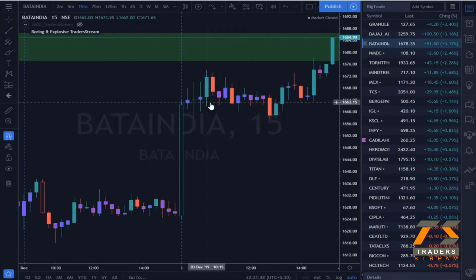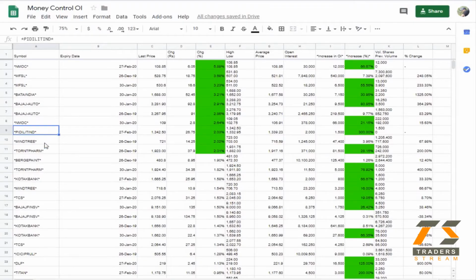So if you would have traded this, you would have made profit in Bata India as well. So this is a standard strategy that I am talking about, which you can use on an intraday basis. We'll be talking about more strategies very soon. So let's pick up another stock and see if something actually came in.